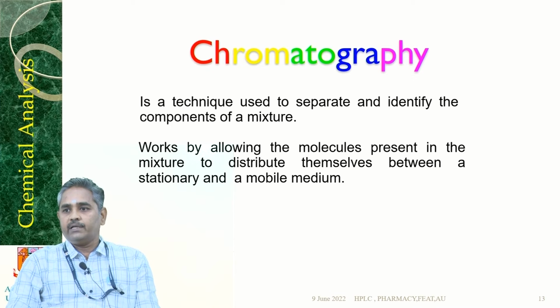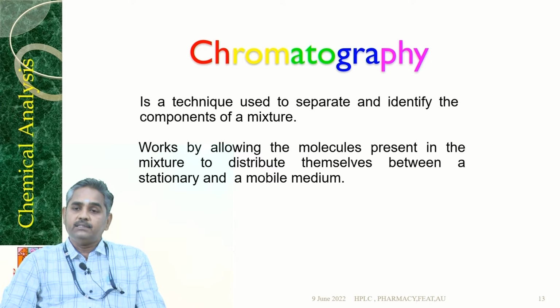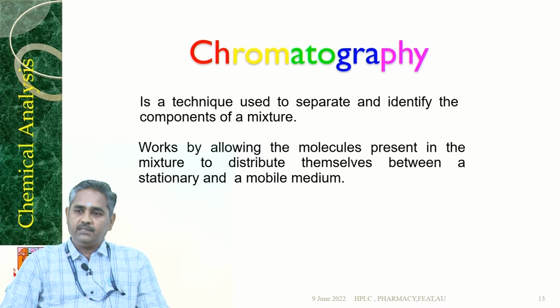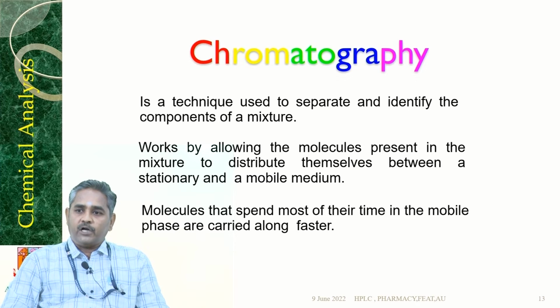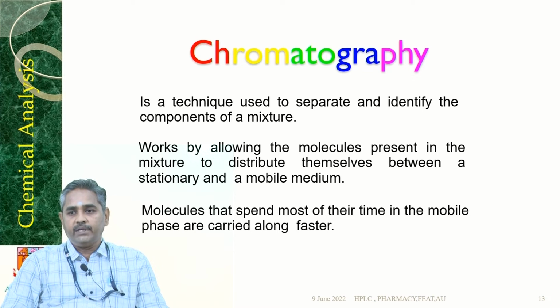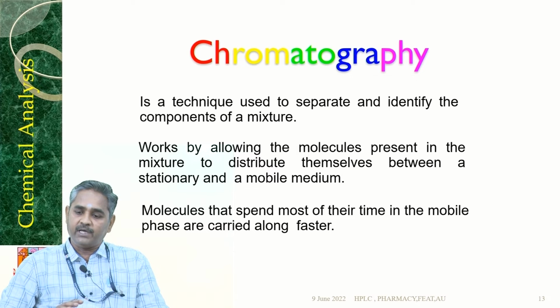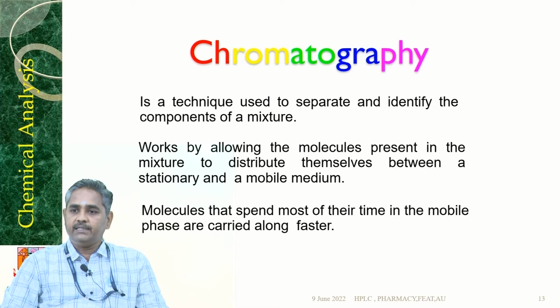It works by allowing the molecules present in the mixture to distribute themselves between a stationary phase and a mobile phase. Molecules that spend most of their time in the mobile phase are carried along faster. The mobile phase, as the name implies, is the moving phase or the eluent, and the stationary phase is the stable phase which does not move. So, the sample which is dissolved more in the mobile phase will be eluted faster and will get separated faster, and it will be identified faster.